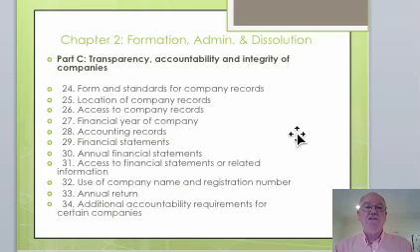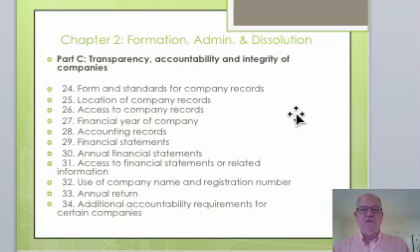Then in Chapter 2, there are various parts, but have a specific look at Part C. It introduces transparency, accountability, and integrity at a greater level for companies. You'll see that specifically sections 24 to 34 are ones that I think you should have a look at. And if you just cast your eye down the sort of subjects that they deal with, you'll see that this is important stuff you need in order to run any company, to understand what the accounting records are that must be kept, financial statements.